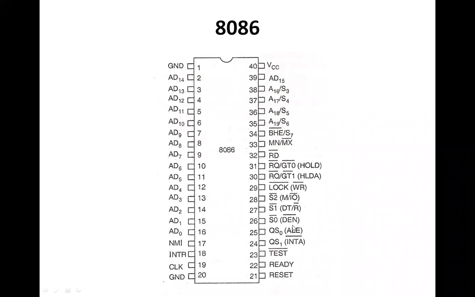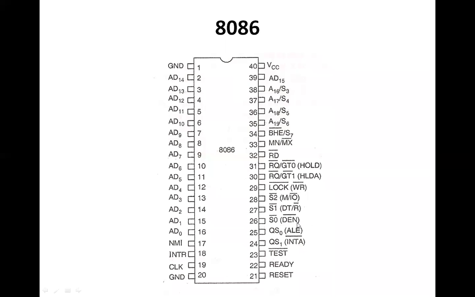Then we have another signal, called the DEN signal. Now DEN stands for data enable, whether it is going to enable the data bus or not. Data enable line. So data bus enable activates the external data bus buffer. So this signal is used to activate the external data bus buffer.